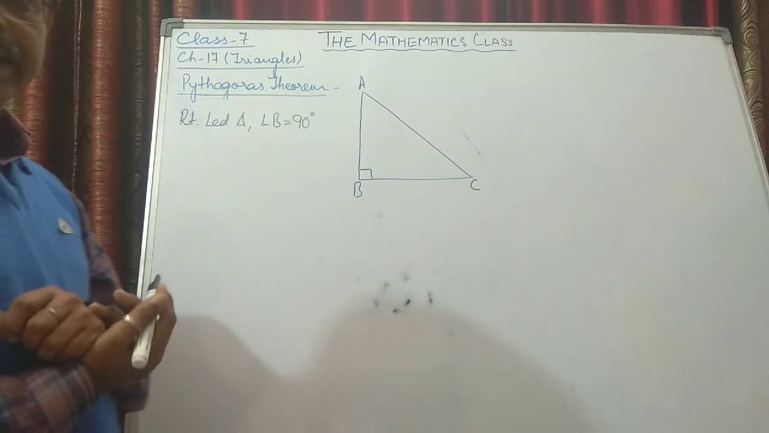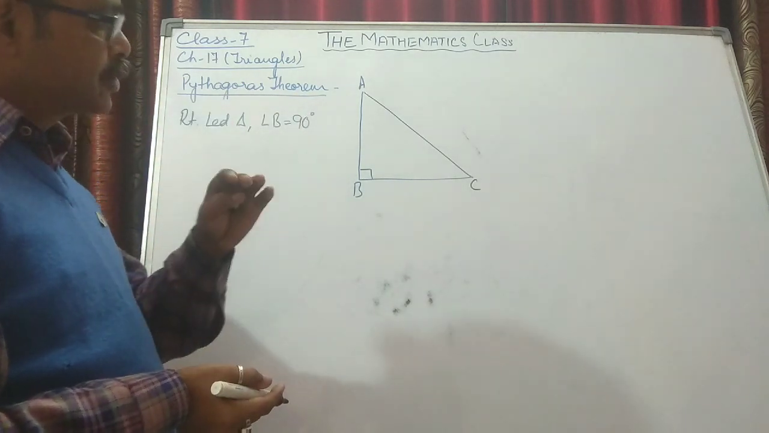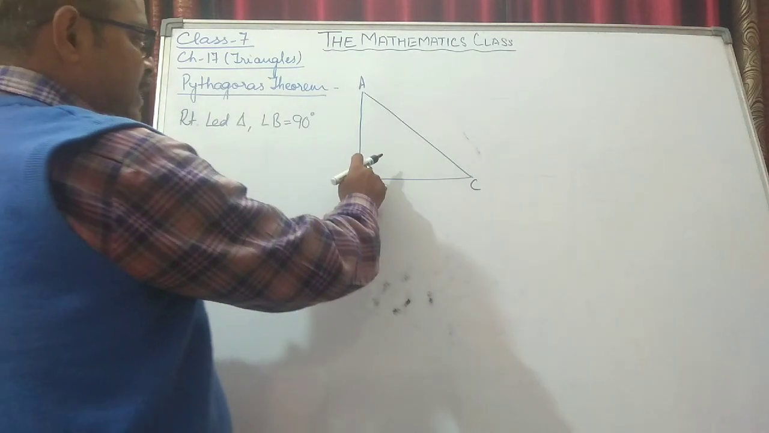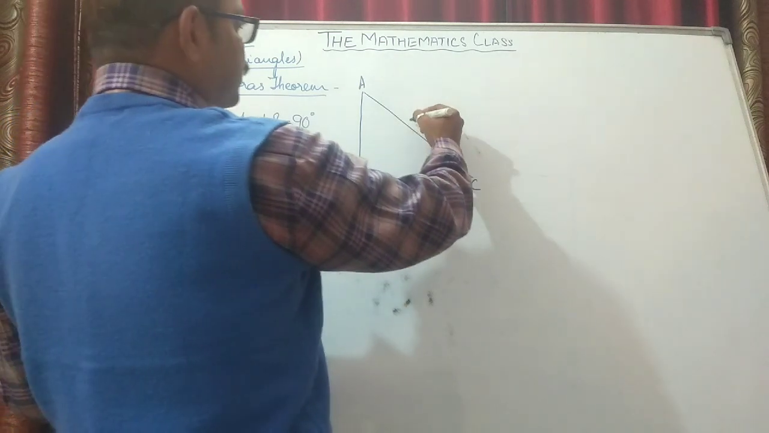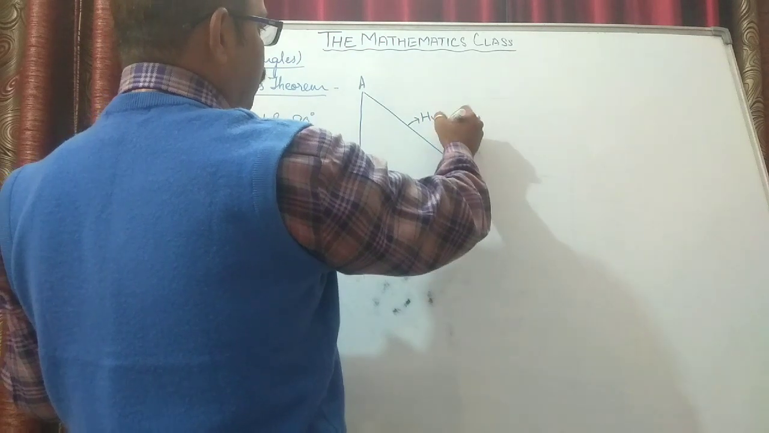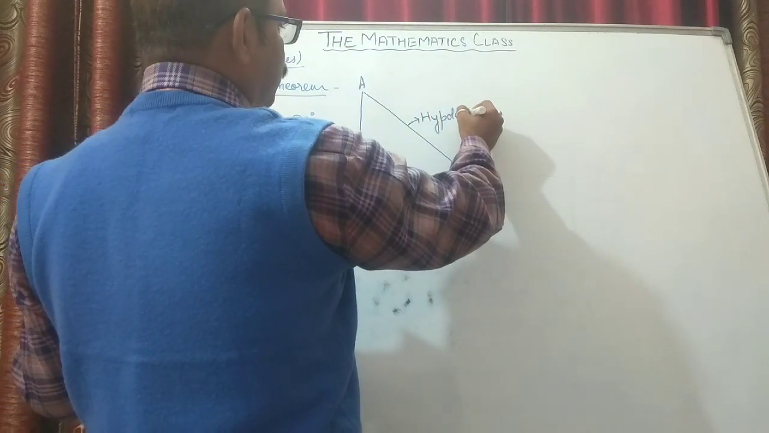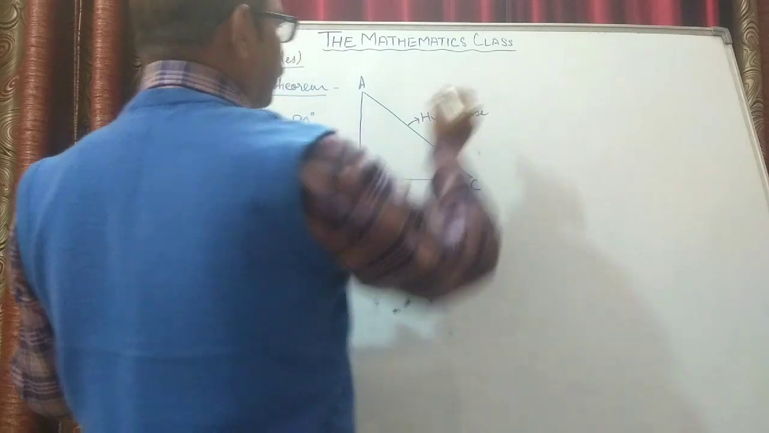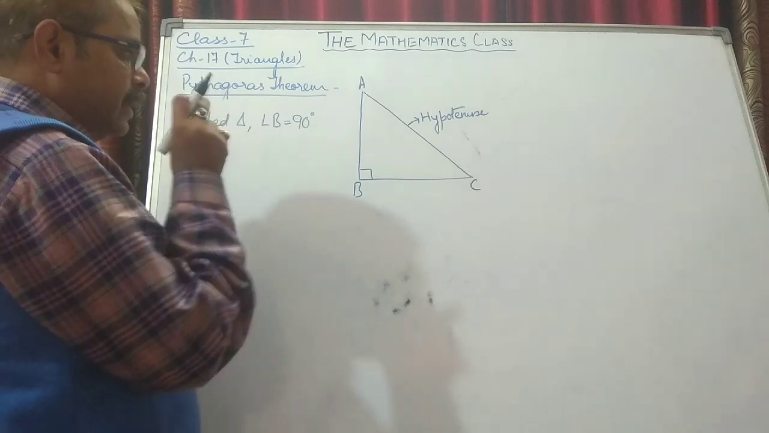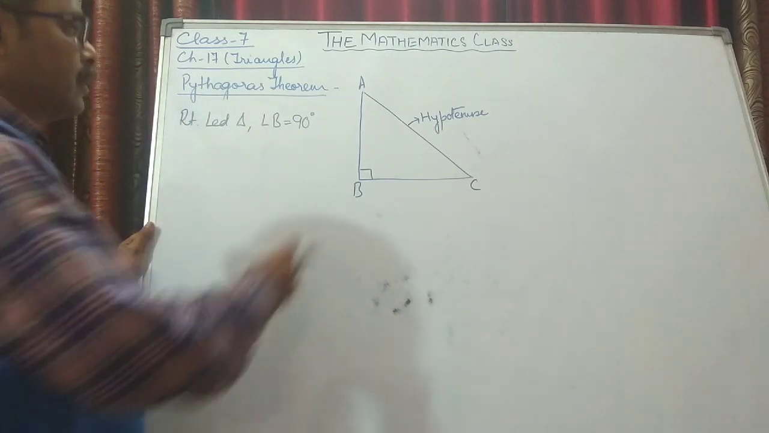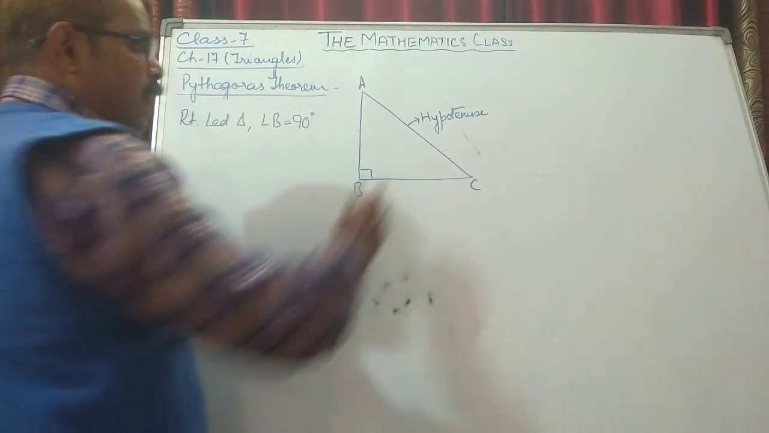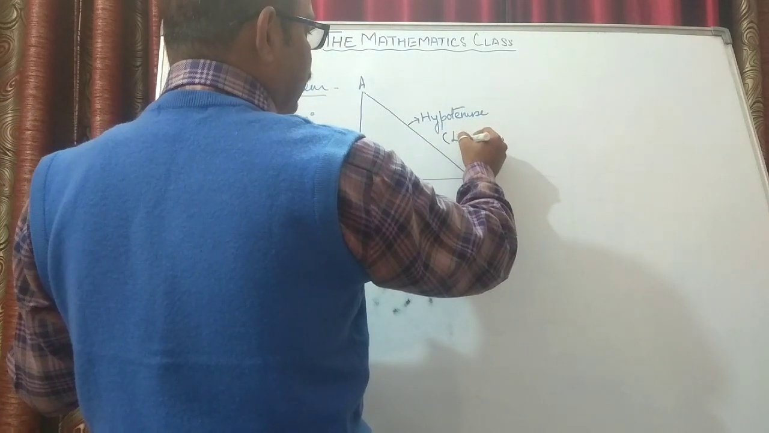In a right-angle triangle, the side which is opposite to the right angle, opposite to 90 degrees, is AC. It is known as the hypotenuse. Now what is Pythagoras theorem? Pythagoras theorem says that in a right-angle triangle, the square made on the hypotenuse, or the longest side, hypotenuse is only the longest side.